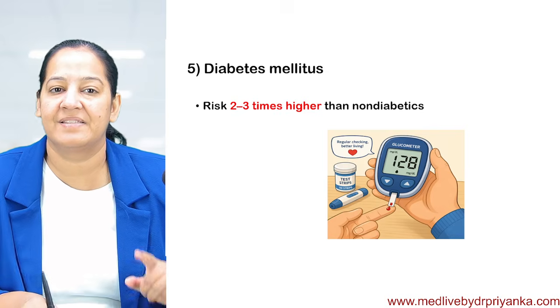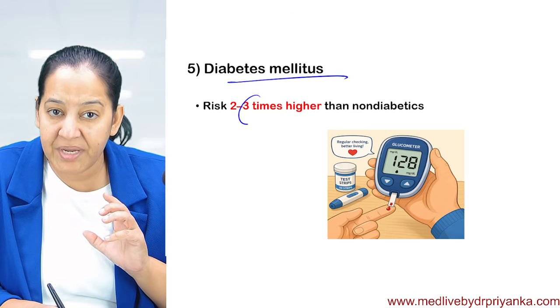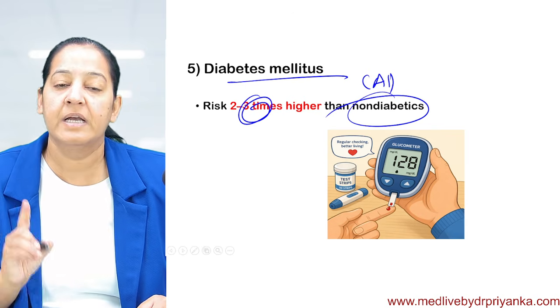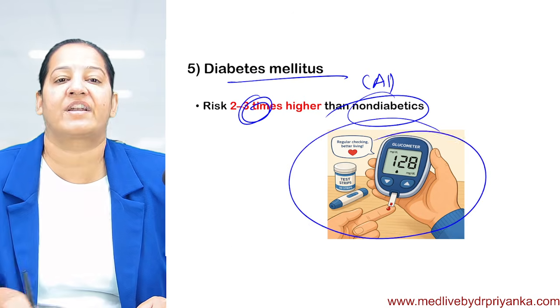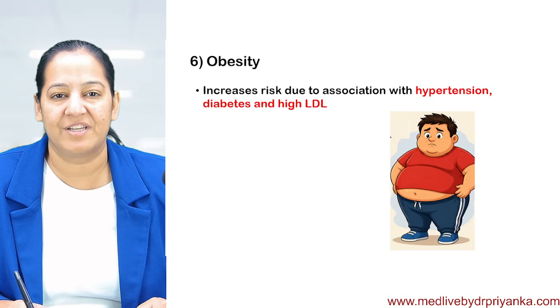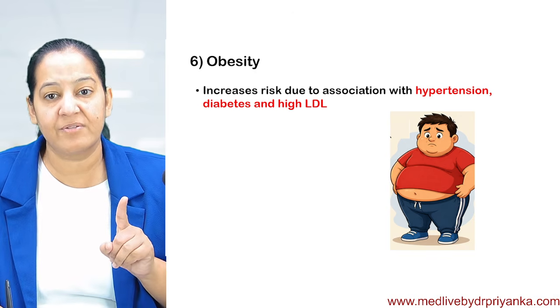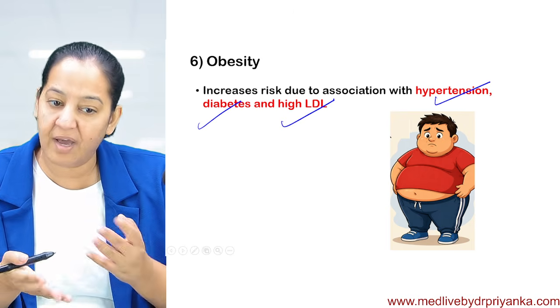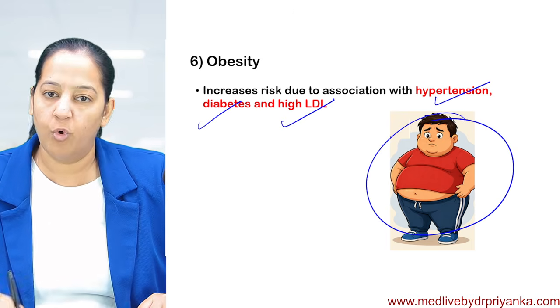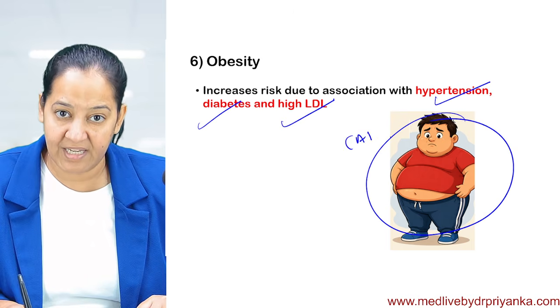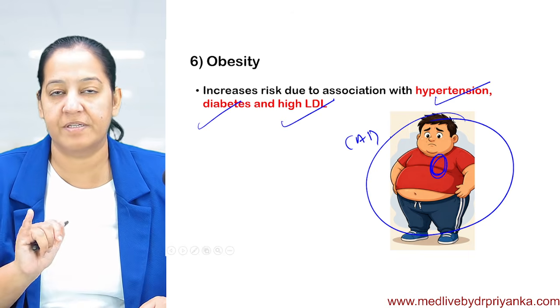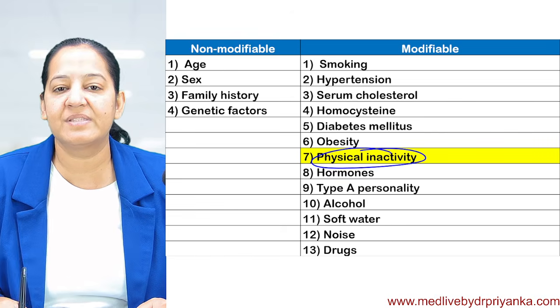Diabetes. The next is diabetes. A person who is diabetic has 3 times higher chance of developing CAD in future as compared to a non-diabetic. So diabetes is an independent risk factor for CAD. The next is obesity. Obesity increases the risk of hypertension, diabetes, and cholesterol, and all these 3 are independent risk factors for CAD. So obesity is a risk factor for CAD. Heart attacks are more common in persons who are obese as compared to persons of normal weight. Okay, the next is physical inactivity.